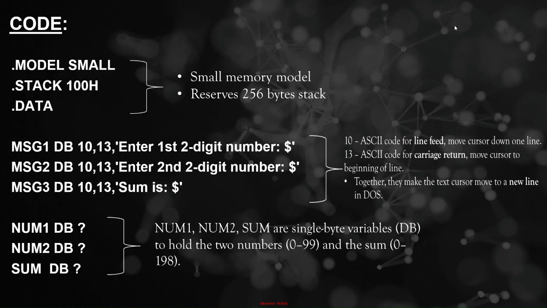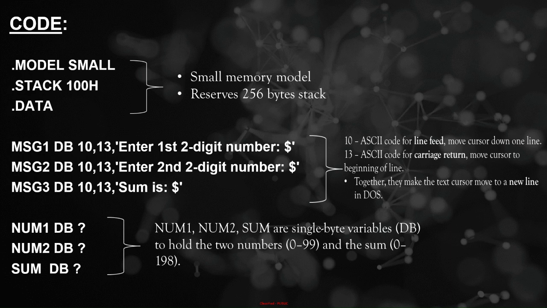Now let us understand the code. Here, I set the assembler memory model to small, which means one code and one data segment. I reserve 0 to 100h bytes, that is 256, for the stack with .stack 100h. Then I start the data segment with .data so I can declare messages and variables.